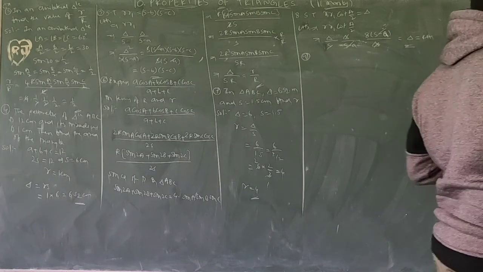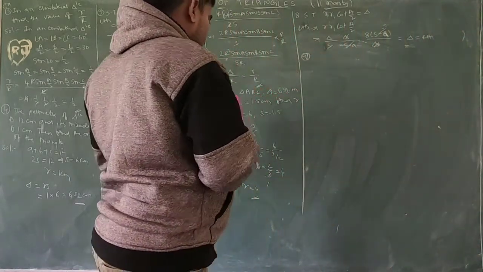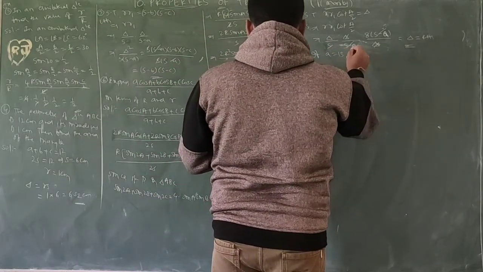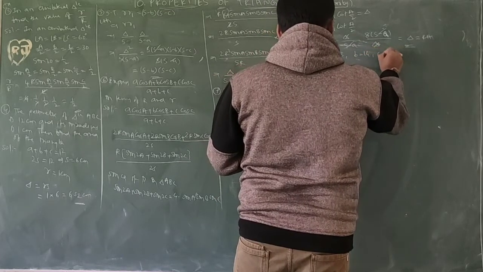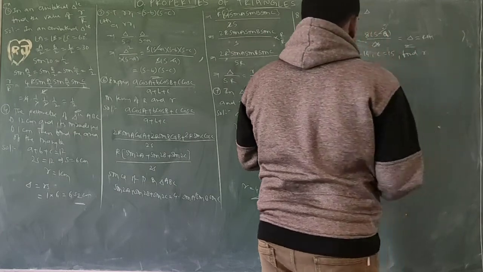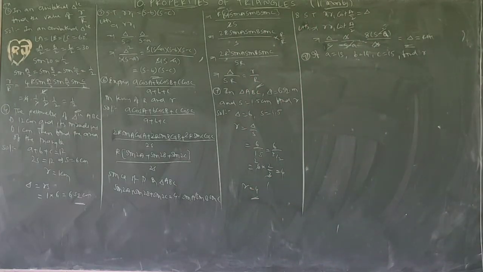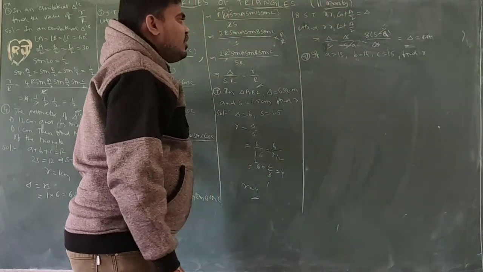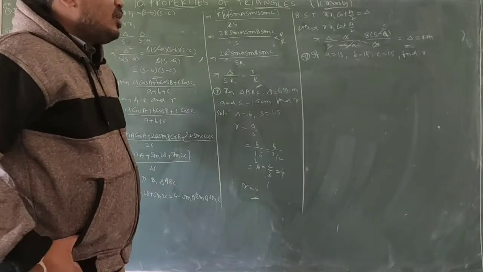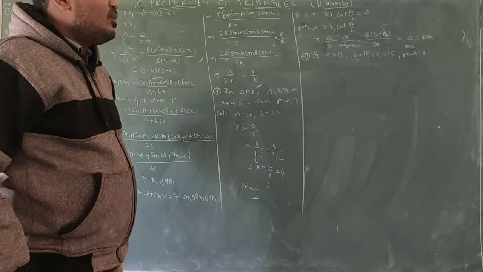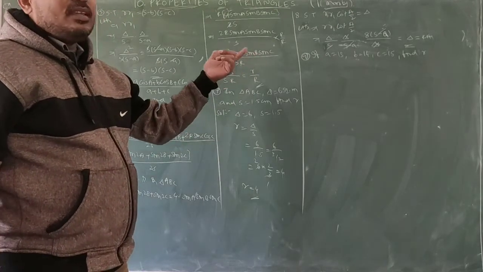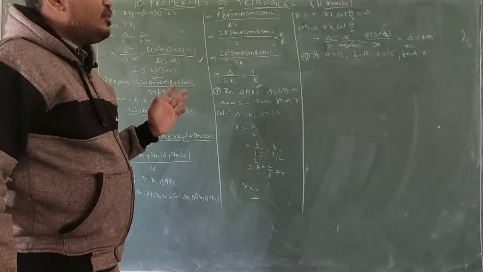The 9th question is, if a equal to 13, b equal to 14, c equal to 15, find R. A 13, B 14, C 15. We need to find the value of R. So what is the formula for R? R equal to delta by S. If we find a plus b plus c, we will get S. We need to find the delta.